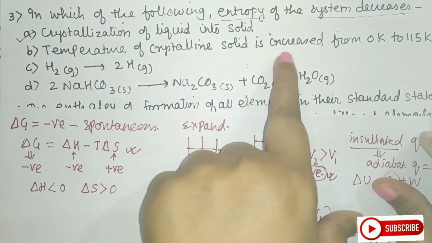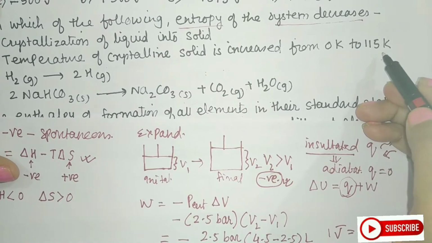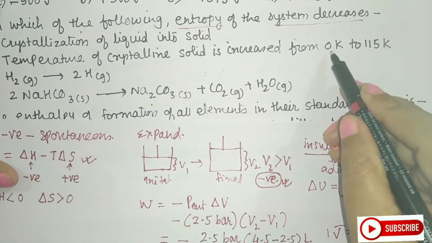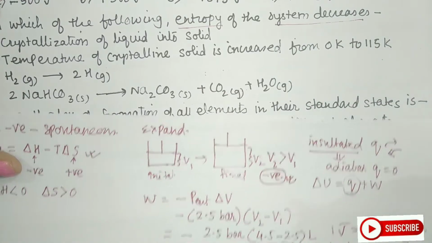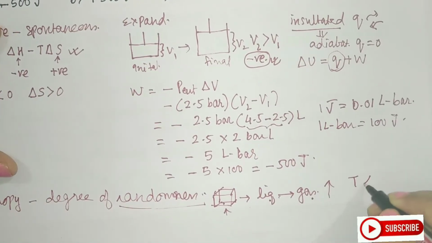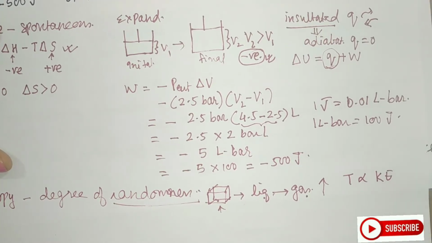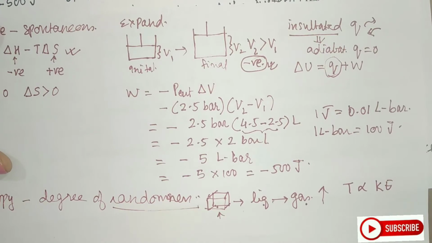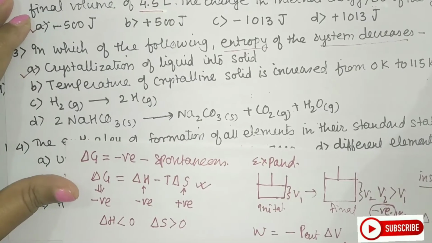Temperature of a crystalline solid is increased from 0 to 115. Students, you know that when the temperature increases from 0 to 115, temperature is directly proportional to kinetic energy. It means the randomness of the molecules will also increase, increasing the entropy. So here entropy will increase. So this is not the option.